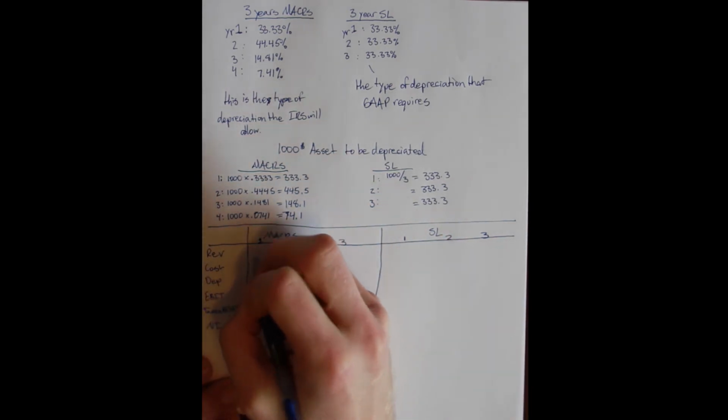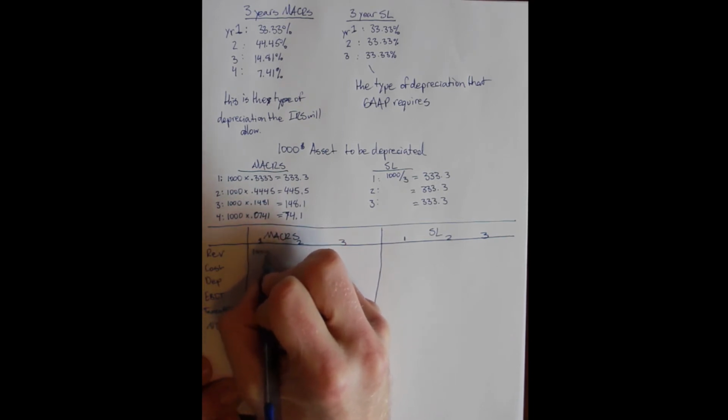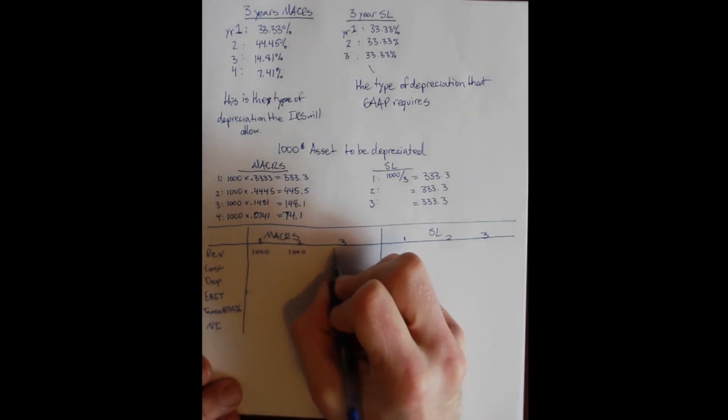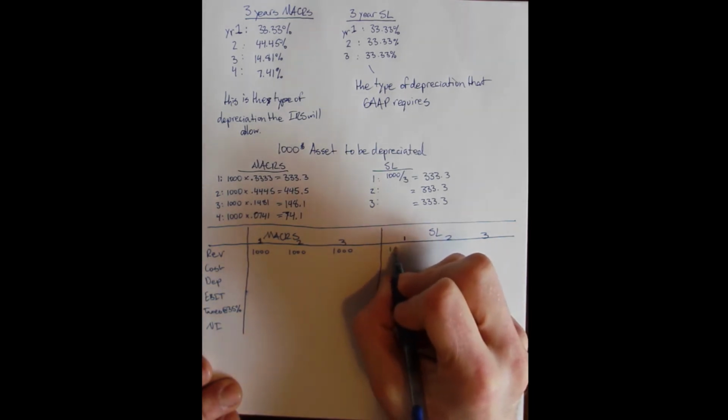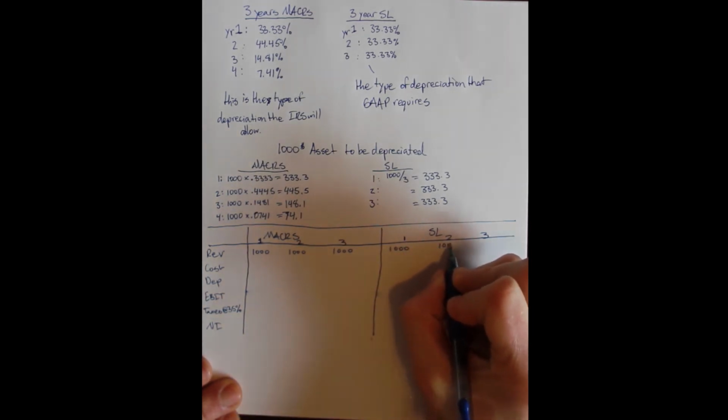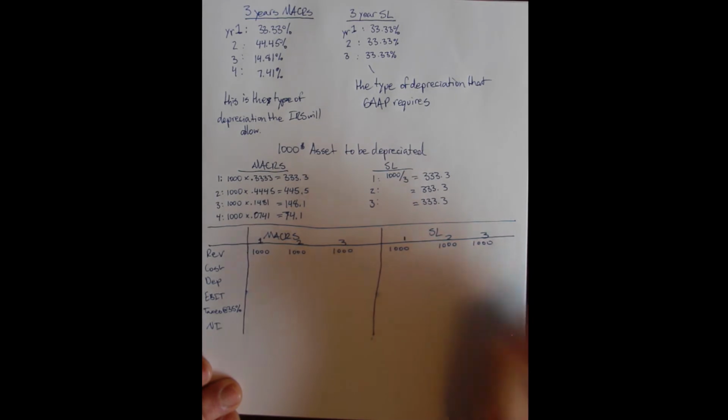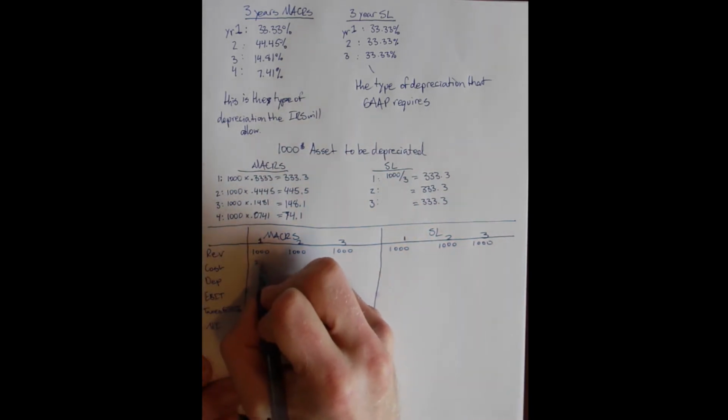So to make it easy on ourselves, let's assume revenue of $1,000 in every year. And remember, these are just duplicated income statements, so there's nothing different here. We have costs of $250.